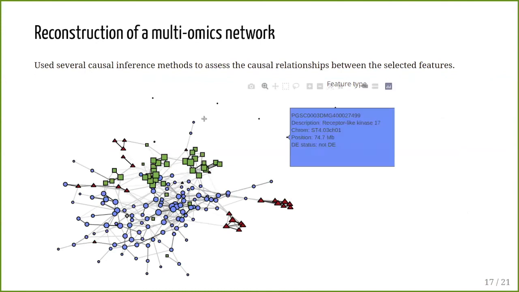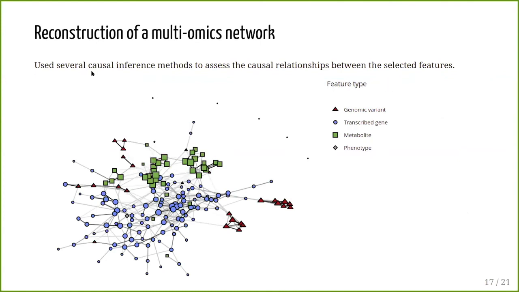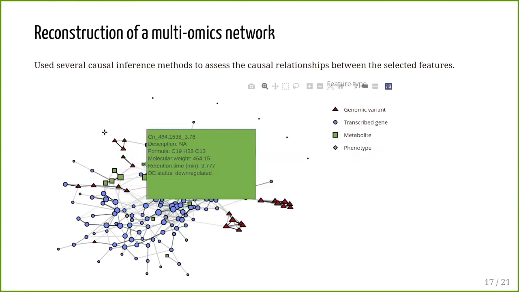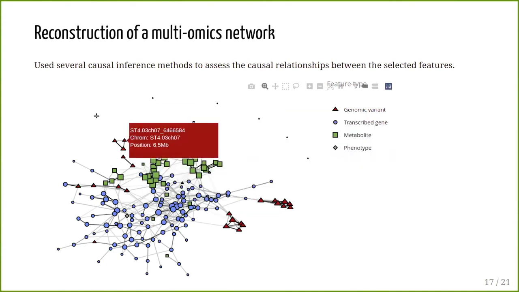Very quickly, the last thing that we did was to use different causal inference methods to try and assess the causal relationships between the features that we selected in the previous step. And so that gives us a kind of map. There's still a lot of work to do to interpret this map, but basically you can see the relationships between different types of features, so between different markers that were selected, genes or molecular compounds, and hopefully that will give us a clearer view of the molecular mechanisms involved in potato tuber bruising.